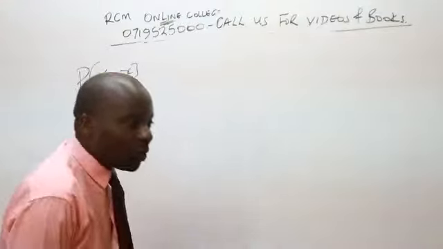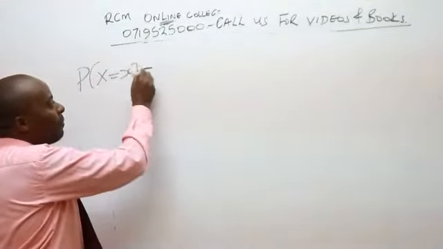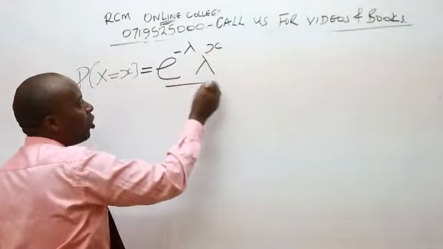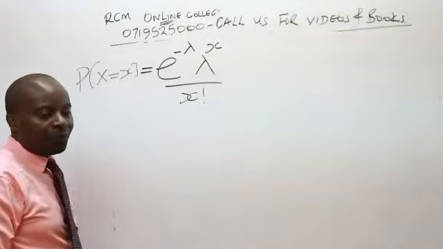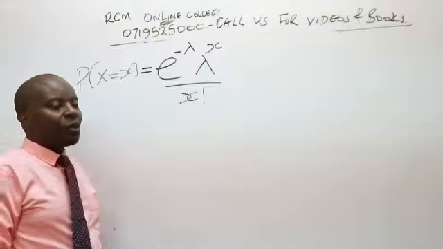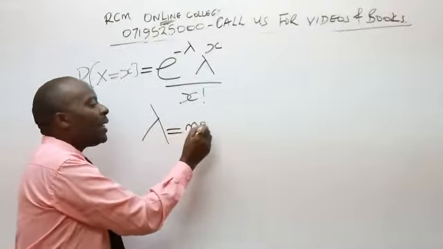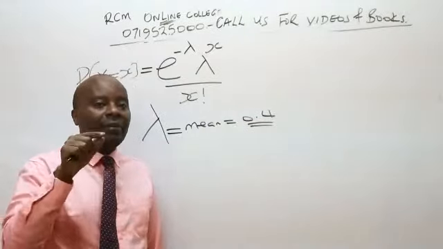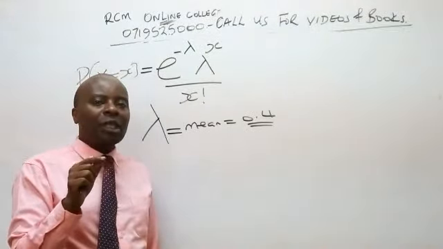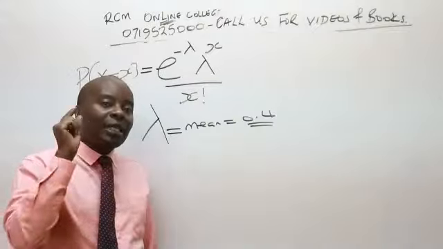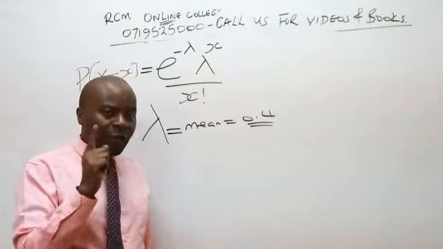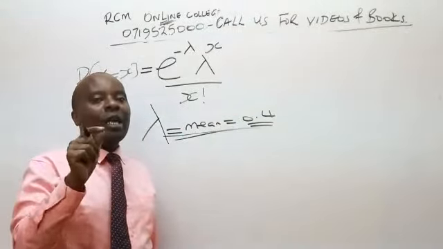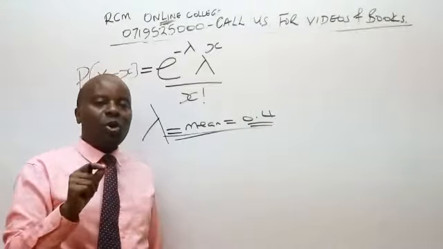Probability of x being equal to x, if it's Poisson, remember, will be e raised to negative lambda, lambda raised to x, all over x factorial. Remember that this lambda is our mean, which has been given to us in the question. Amongst the many probabilistic distributions that we have, Poisson distribution is among the few that is fully defined by the mean alone. Once you give me the mean alone, I'll be able to give you Poisson probabilities.